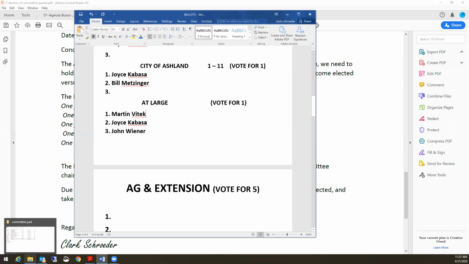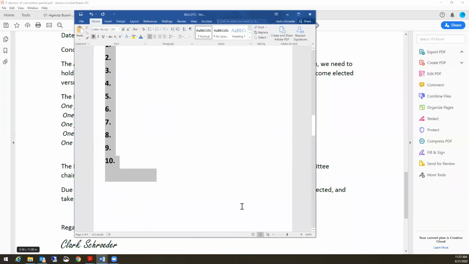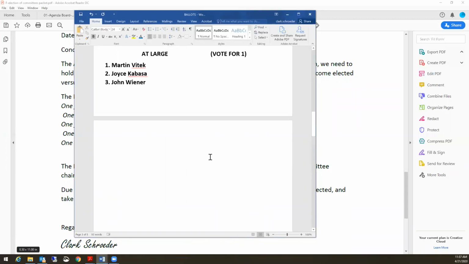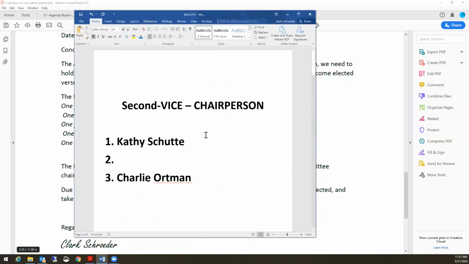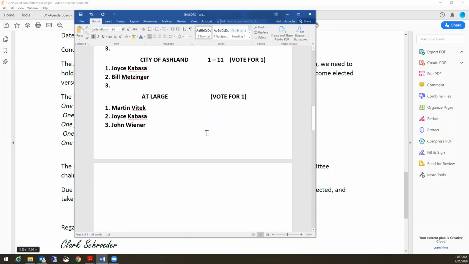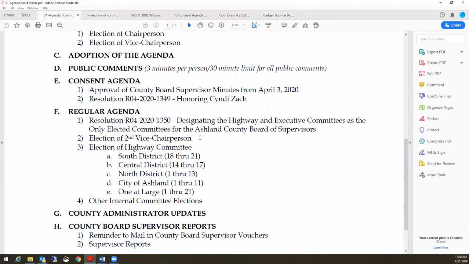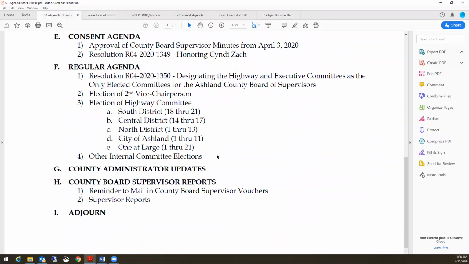Wiener. Wiener. Shooty, Wiener. Murdig, Vitek. Negro, Cabasa. Mackenzie, Cabasa. Vitek 10, Cabasa 8, Wiener 3. Thank you. Next thing on the agenda is county administrator updates.